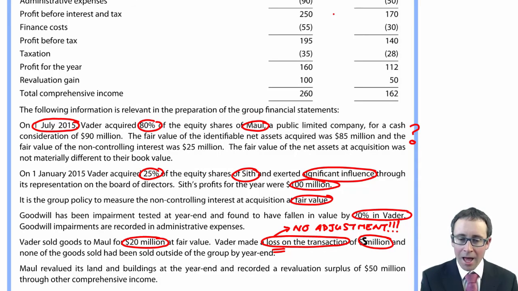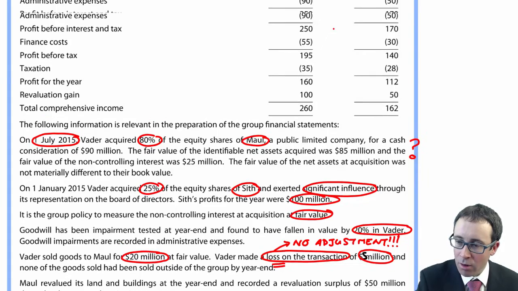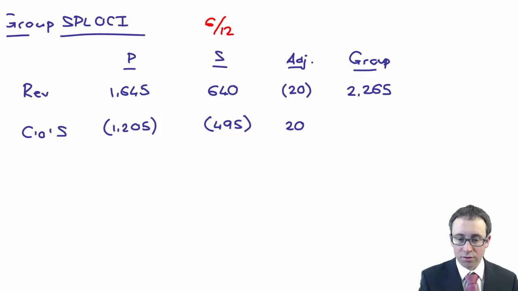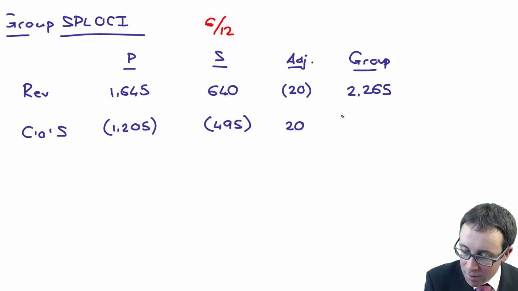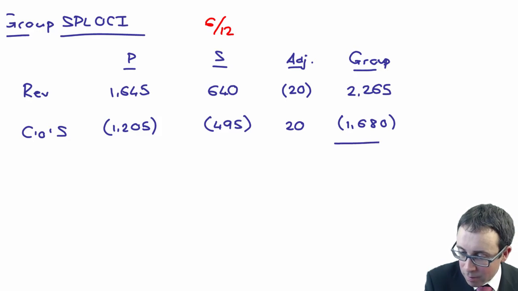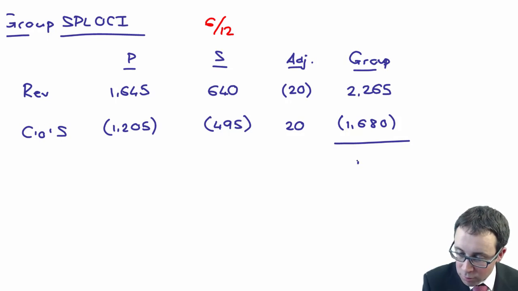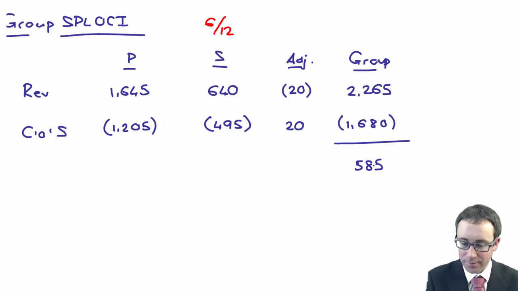Then we've got various bits and pieces. We could work out what the cost of sales are, couldn't we? So cost of sales, 1205 plus 495 less 20. Does that give me 1680? Gives me gross profit of 585.